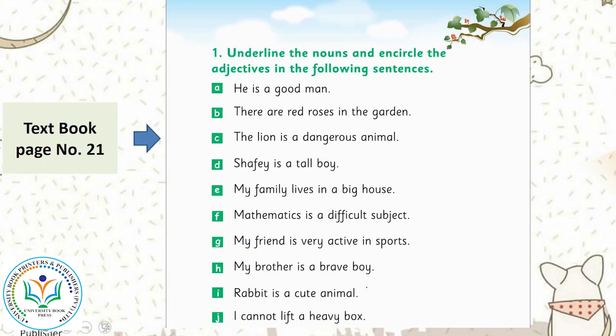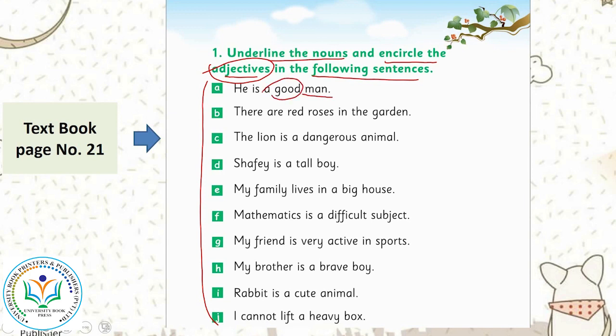On page number 21 of your textbook, we have an exercise here. Underline the nouns and encircle the adjectives in the following sentences. We have discussed the nouns. Noun names person, place or things, and an adjective is the quality, size or color of a noun. So you have to underline the noun and adjectives in these sentences here. So look at the first one. He is a good man. So the noun in this sentence is man, and the good is what? Yes, it's quality. The adjective is describing the man here.